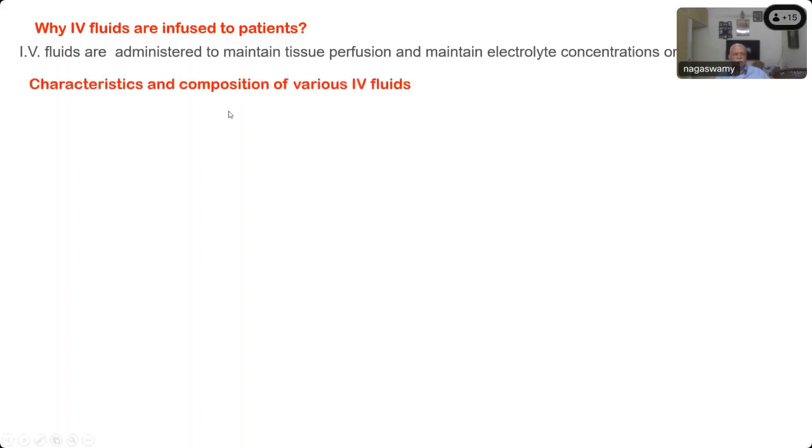Now, what are the characteristics and composition of various IV fluids? They are classified as colloids and crystalloids. Another classification of IV fluids is based on their osmolality: you can say hypertonic, isotonic, or hypotonic solutions. Any other classification? IV fluids used for maintenance, IV fluids used as replacement, and IV fluids used in special situations.